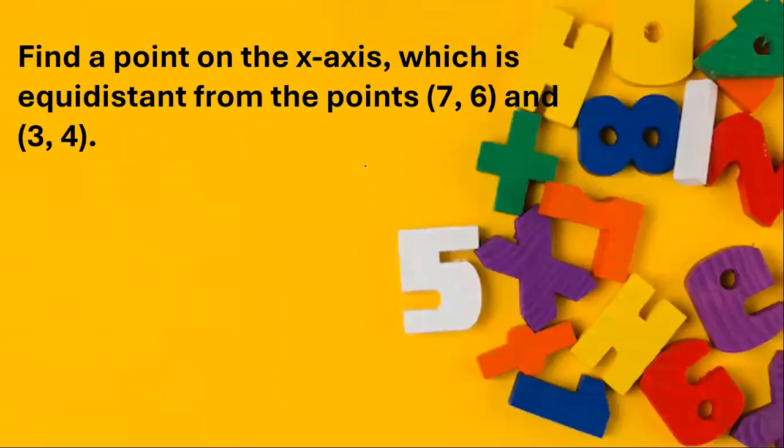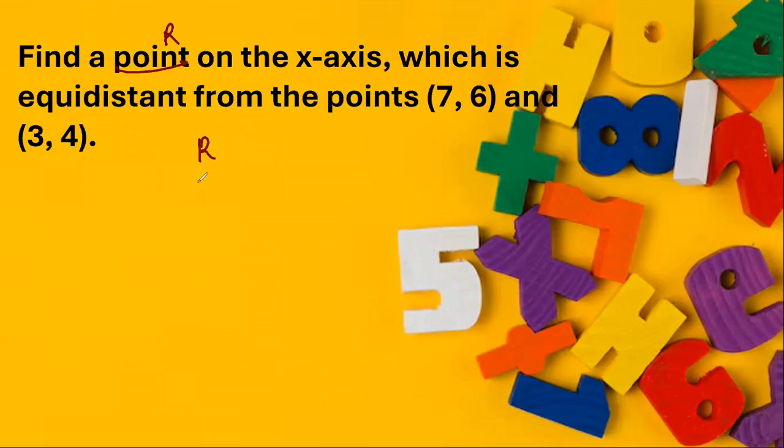The question is: find a point on the x-axis which is equidistant from the point this and this. So actually there is a point which is on the x-axis. Now you have to think that whenever there is a point on the axis, one of the coordinates is 0. So the point is on the x-axis, so y is 0. Suppose let's say this is a point R.